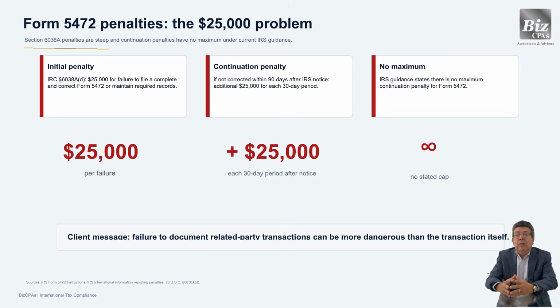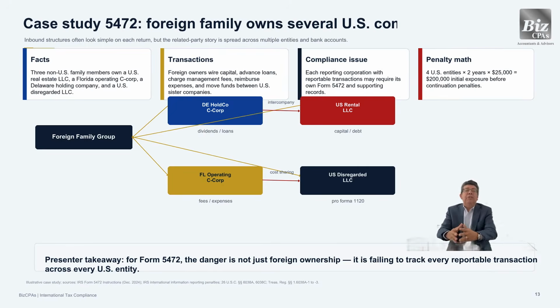Now, failure to document related party transactions can be more dangerous than the transaction itself. Keep that in mind. Very important. Failure to document related party transactions can be more dangerous than the transaction itself. As you see in this example that I'm providing here, 3 non-U.S. family members, that means foreign, own a U.S. real estate LLC, a Florida operating corporation, a Delaware holding company, and a U.S. designated LLC. U.S. designated means one owner owning that LLC. Okay?